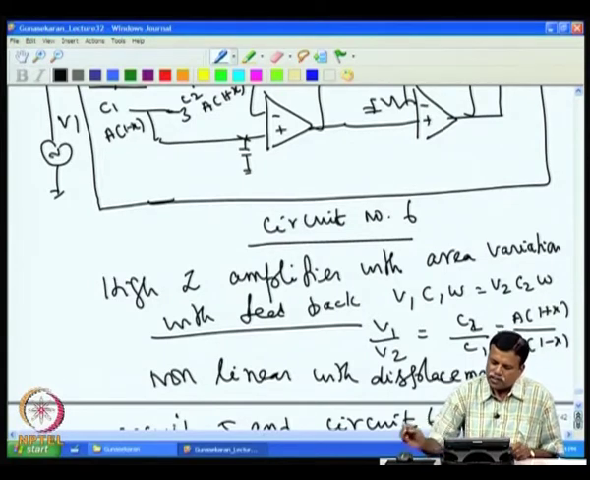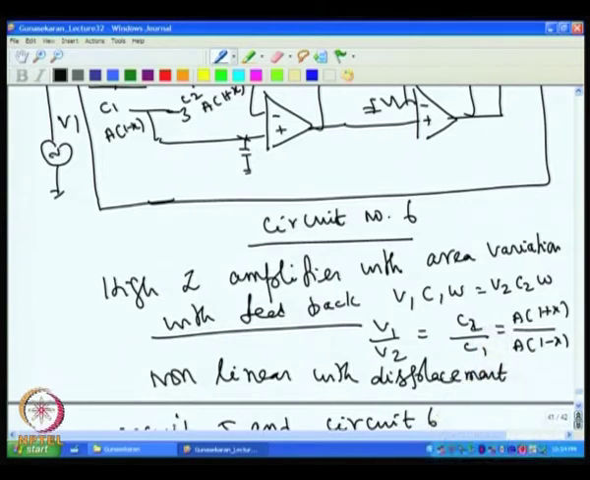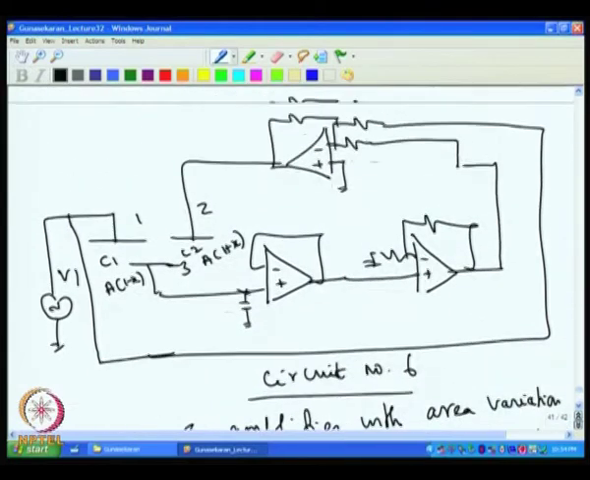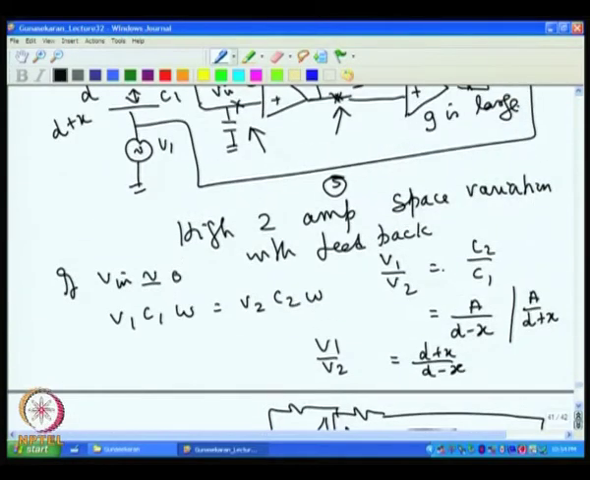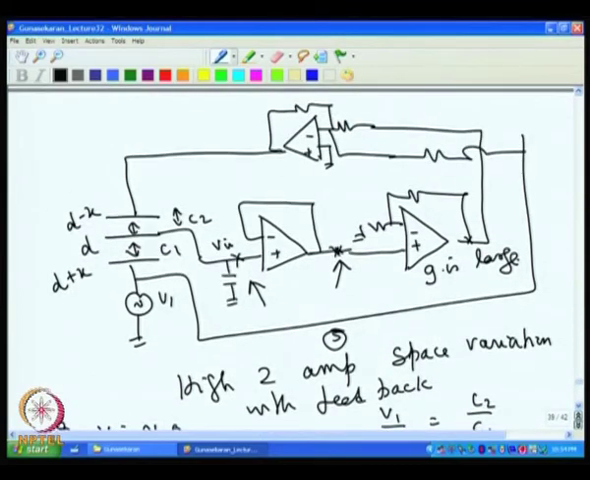But interestingly, this does not depend upon the dielectric constant variation and the frequency variation. This is true for circuit number 5 also. Circuit number 5 again is independent of dielectric constant variation and the frequency variation. Of course, it is nonlinear, otherwise the circuit is an excellent proposition, because we can give the feedback around and bring the input to near 0 potential. So, we will not have any problem due to the stray capacitance.